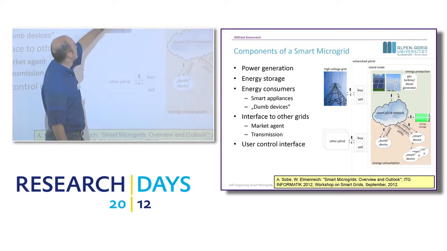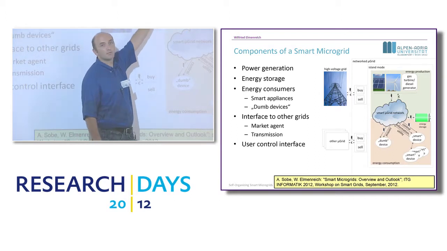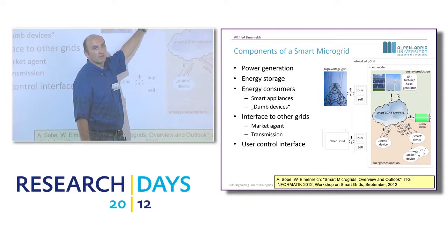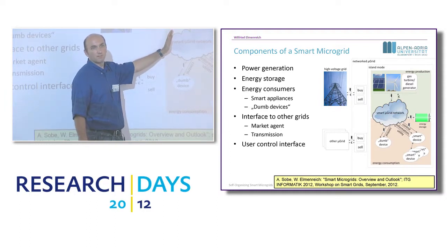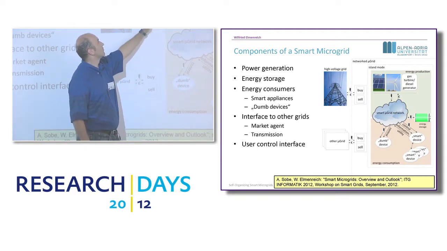In this case we decide we have the grid outside. Also we consider that this microgrid might also be able to work in island mode. So there could be a disconnection here and it's still operable, probably at a reduced level of service, but still operable. So this defines the border here.